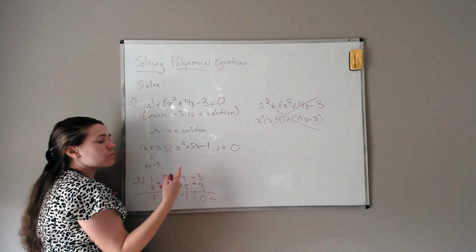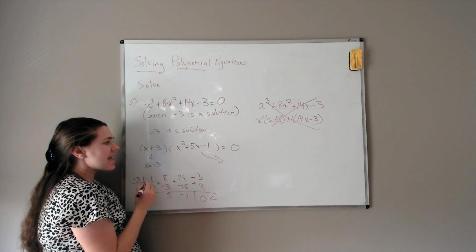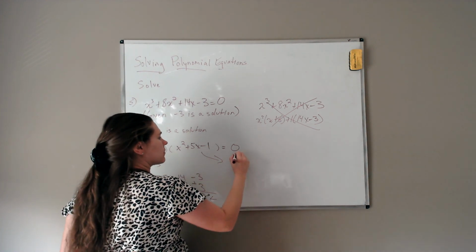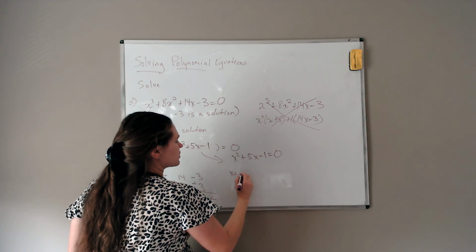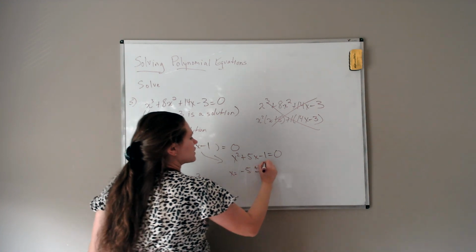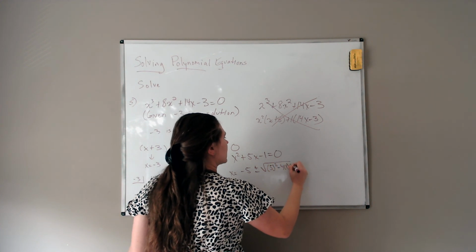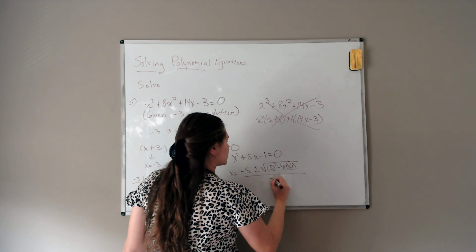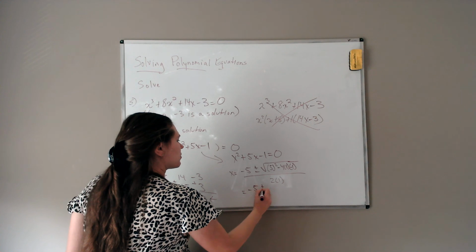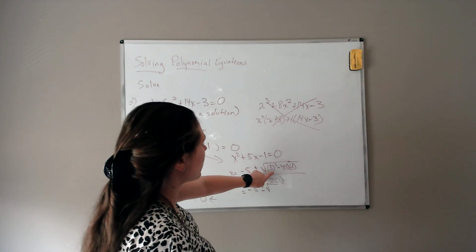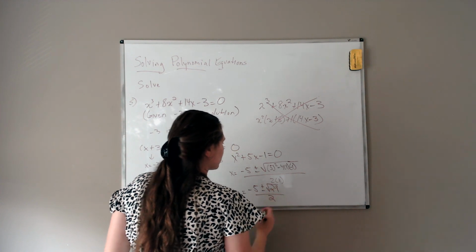This is not factorable, but that's okay. It doesn't need to be because you know how to solve any quadratic equation. We can just use the quadratic formula. So that's going to be x equals negative 5 plus or minus the square root of 5 squared minus 4 times 1 times negative 1, all over 2 times 1. So this is going to be negative 5 plus or minus the square root of 25 plus 4, so that's 29, over 2.